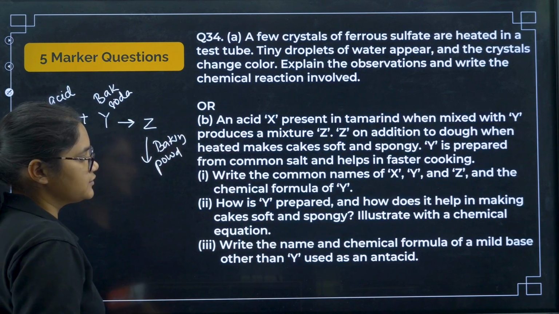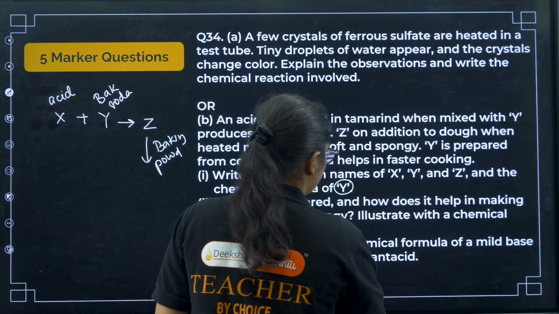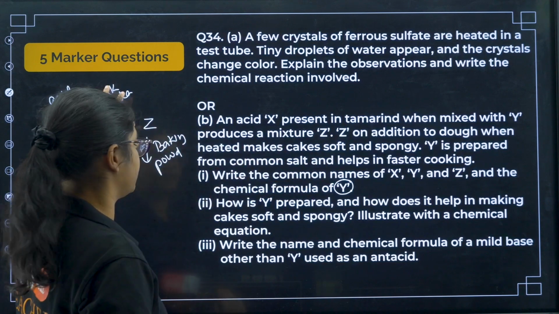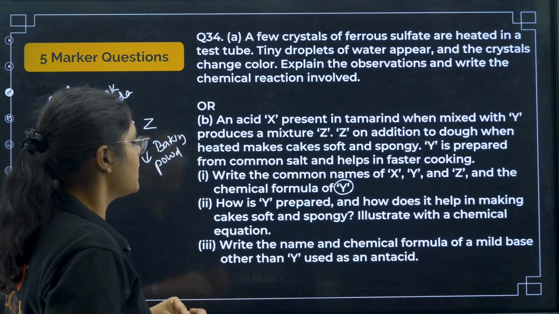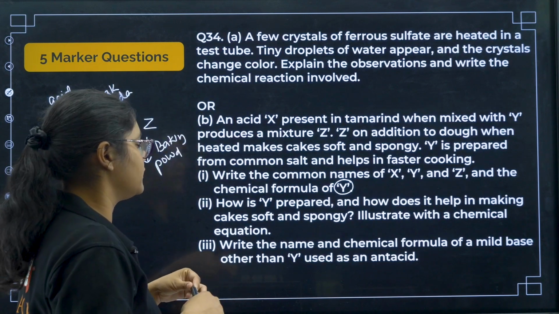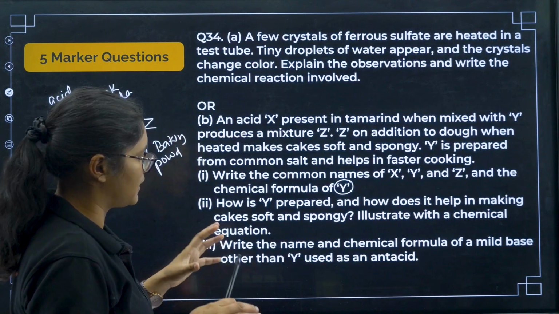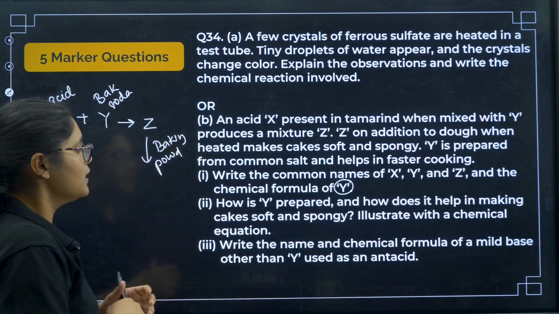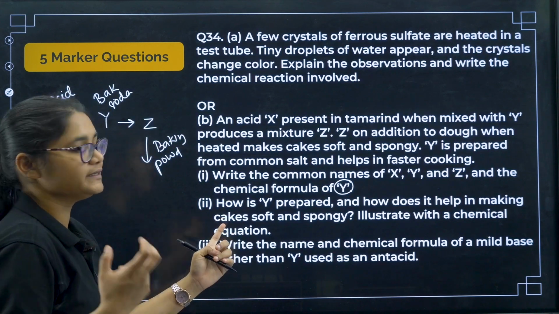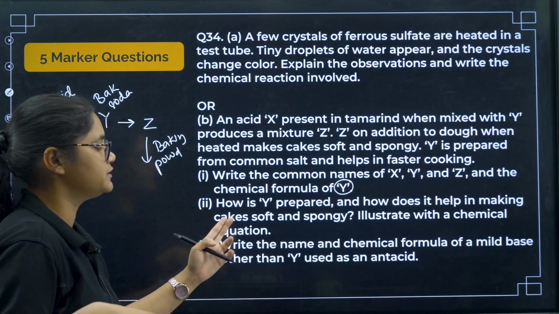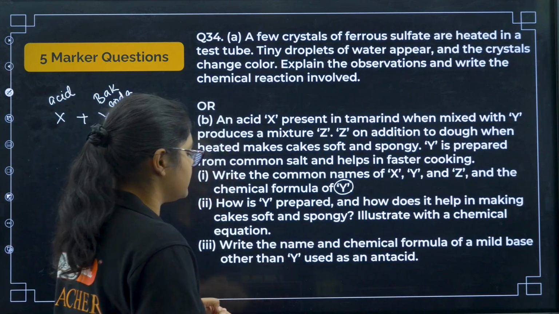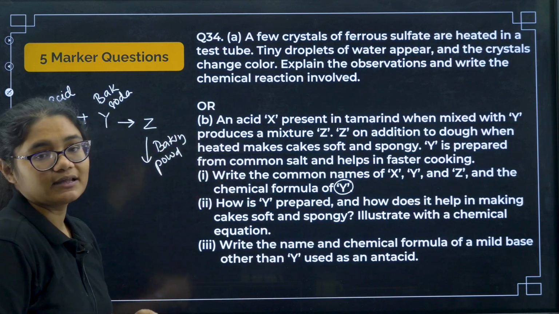Okay, so this is your Y is NaHCO3, X is tartaric acid, Y is baking soda, Z is baking powder. How is Y prepared and how does it help in making cake soft and spongy? Illustrate with a chemical equation. So what happens when Y is prepared from sodium chloride? We have to write the reaction, and then when it is heated it produces carbon dioxide gas which makes it spongy. Write the name and chemical formula of a mild base other than Y that is used as an antacid.